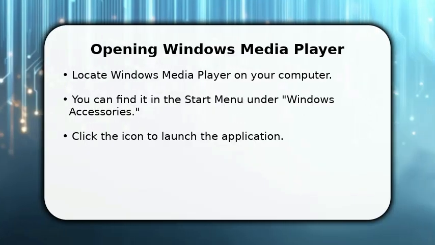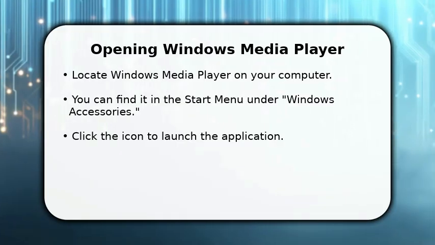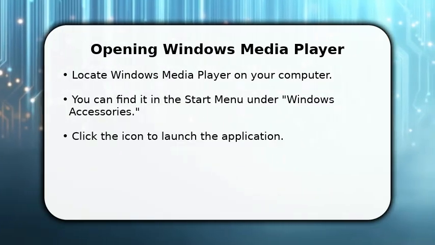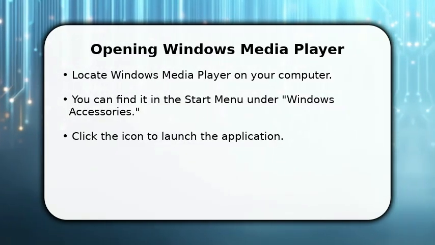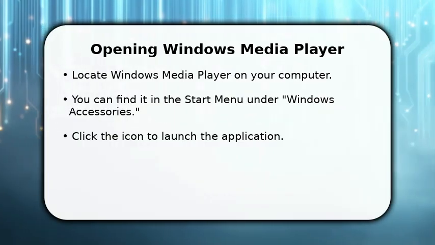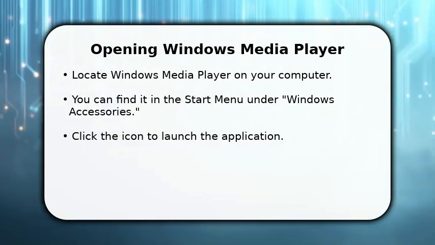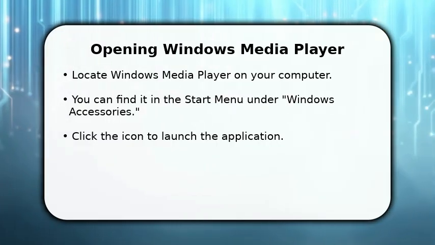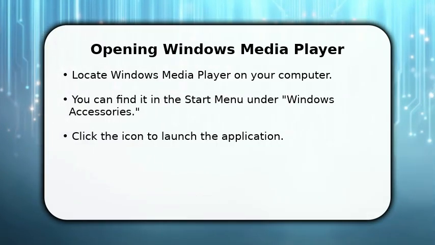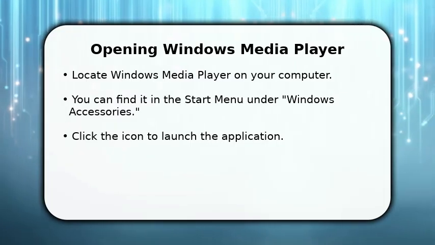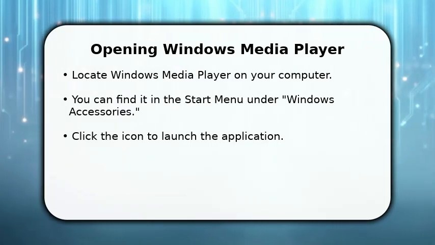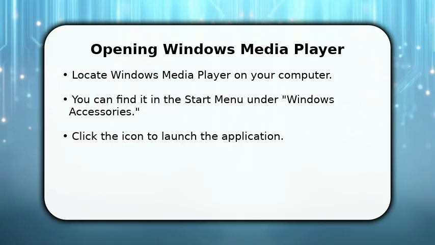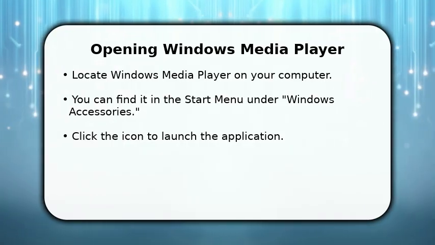In this video, I will show how to set up Windows Media Player. First, let's open the application. You can easily find it by navigating to your Start menu, then selecting Windows Accessories, and finally clicking on Windows Media Player. Once launched, a setup wizard should automatically appear, guiding you through the initial configuration steps. This process is straightforward and takes only a few moments to complete.